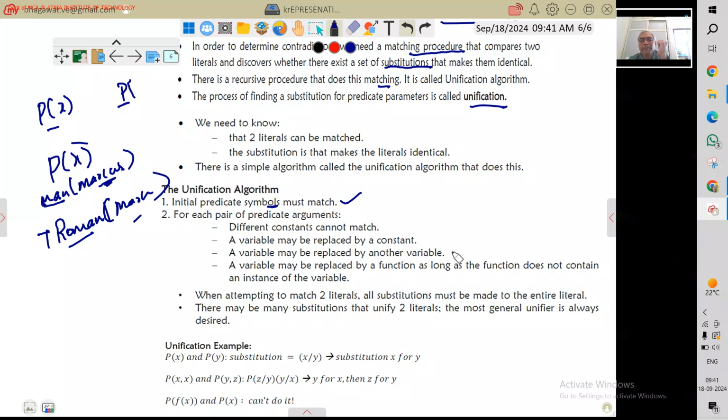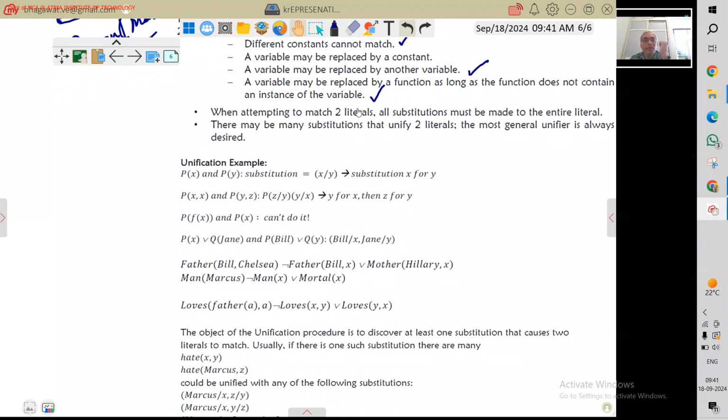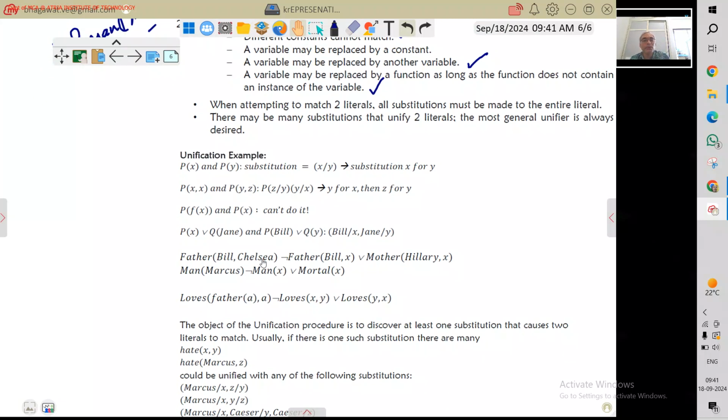A variable may be replaced with another variable. So when you have got constants, different constants cannot match, right? Whereas a variable may be replaced with a constant or another variable. A variable may be replaced by a function, as long as the function does not contain an instance of the variable. Now all these things we can try to do in our unification process. Now let us see some examples of how this substitution or unification is being done.